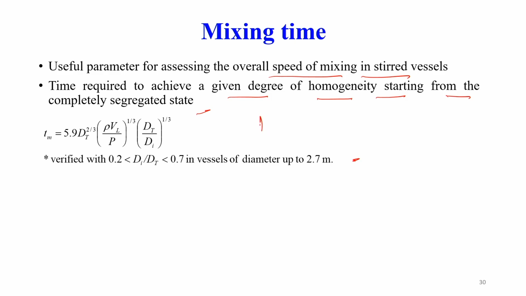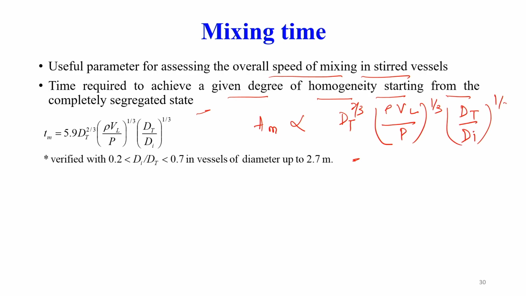So Tm, the mixing time, is proportional to dt, the tank diameter, to the power 2 by 3, a volume term proportional to rho into VL, and inversely proportional to the power requirement to the power 1 by 3. In addition, the tank diameter and impeller diameter ratio to the power 1 by 3. So in this way the mixing time is calculated, and this correlation has been tested for the range di upon dt of 0.2 to 0.7.